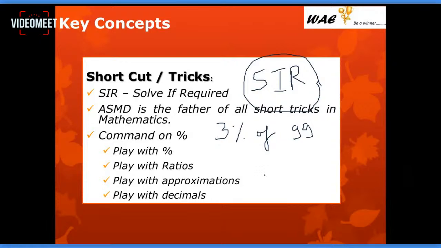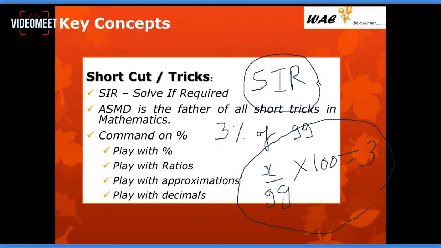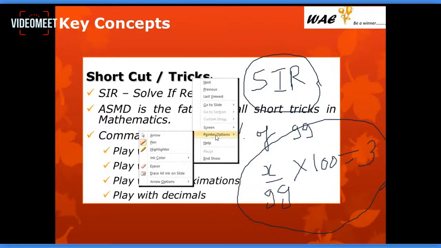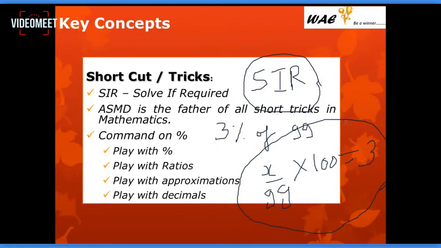So the concept was very simple. What you did was, if I need to find out what is 3% of 99, then my approach would be x upon 99 into 100, if I apply the formula. But if I only convert all this addition and multiplication into subtraction and division, what can I do? What is 3% as compared to 100? It is 1% added three times. So very simple. It is 1% added three times.